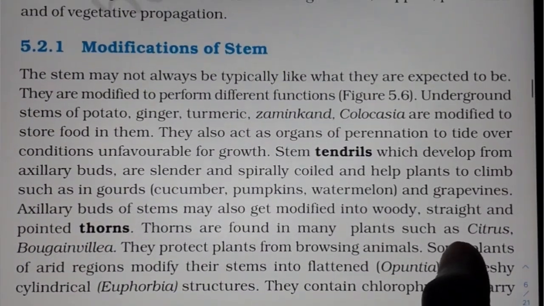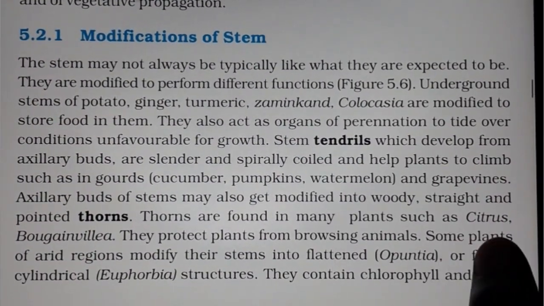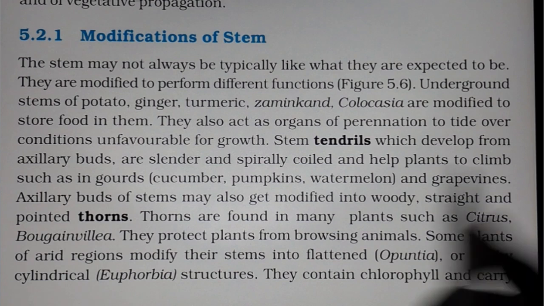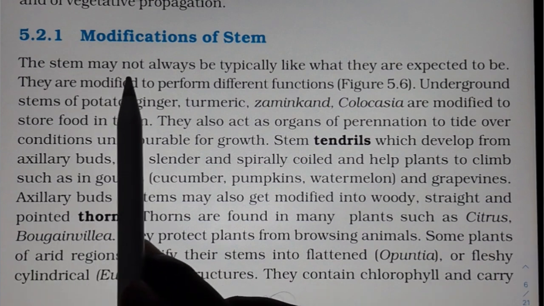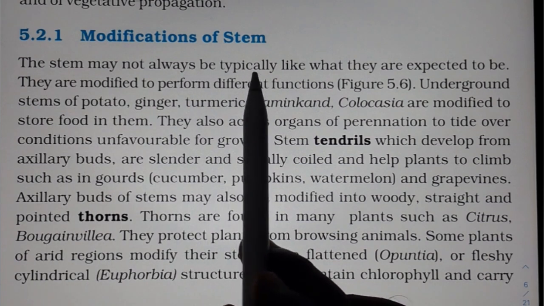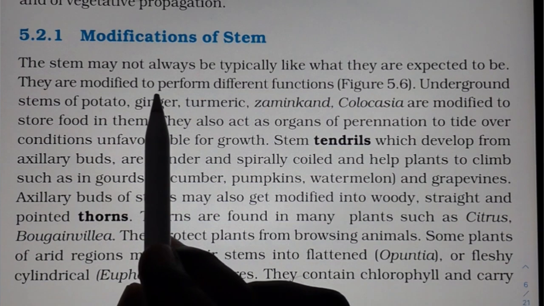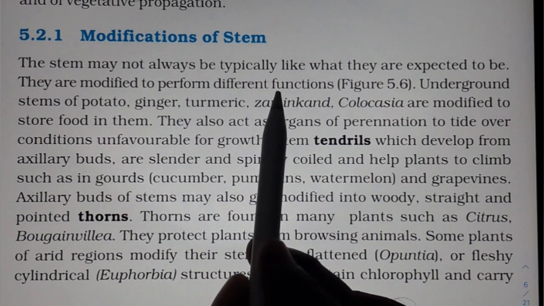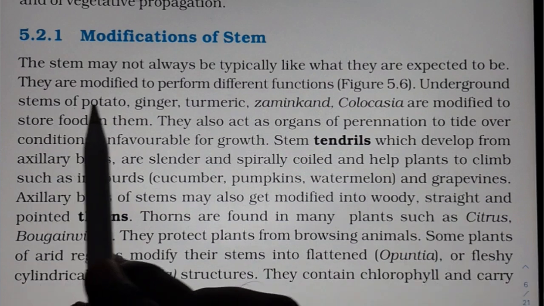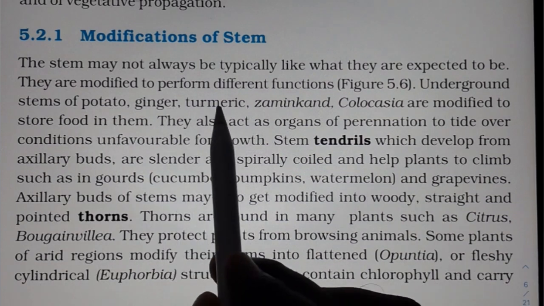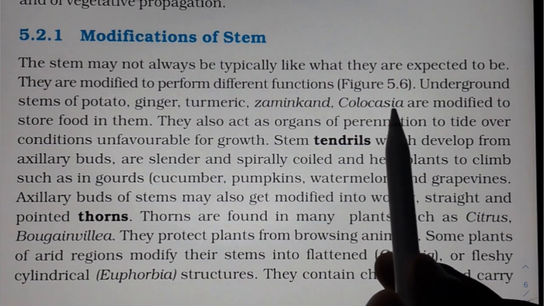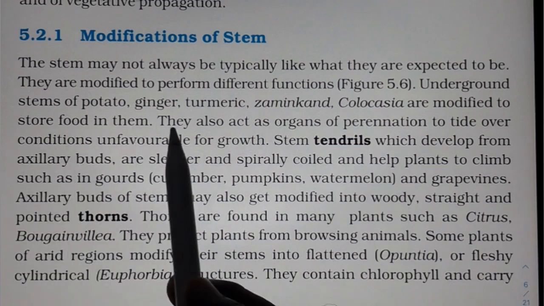Now, modification of stem. The stem may not always be typical of what is expected. They are modified to perform different functions. Underground stems of potato, ginger, turmeric, zaminkan and colocasia are modified to store food in them.